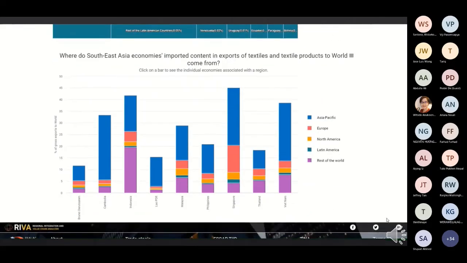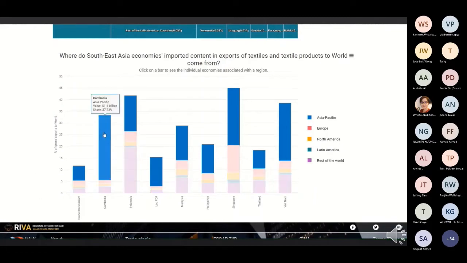If I want to do a cross-country comparison, I scroll down. I see how the share and sources of import inputs of textiles differ across ASEAN countries. Cambodia followed Singapore, Indonesia, and Vietnam in terms of the share of import content. An interesting part is that now I see that textiles production in Cambodia heavily relied on intra-Asia Pacific inputs.